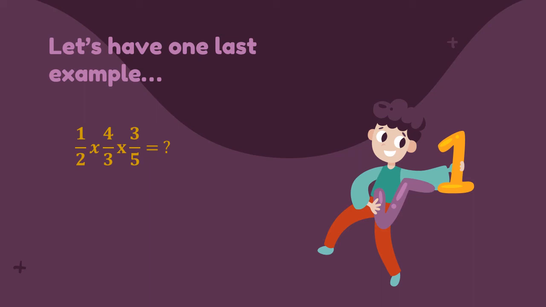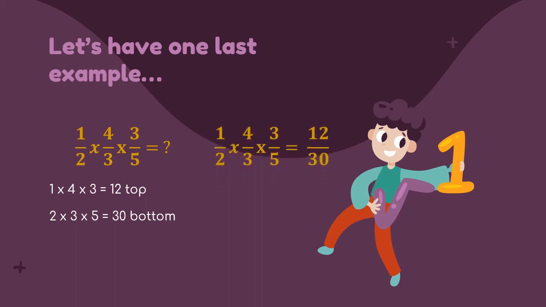Yup. All we have to do is multiply all the top numbers together and then multiply all the bottom numbers together, and we'll have our answer. And this will work no matter how many fractions we have to multiply. So, on the top, we have 1 times 4 times 3 is equal to 12. And then on the bottom, we have 2 times 3 times 5 is equal to 30. That means our answer is 12 over 30.